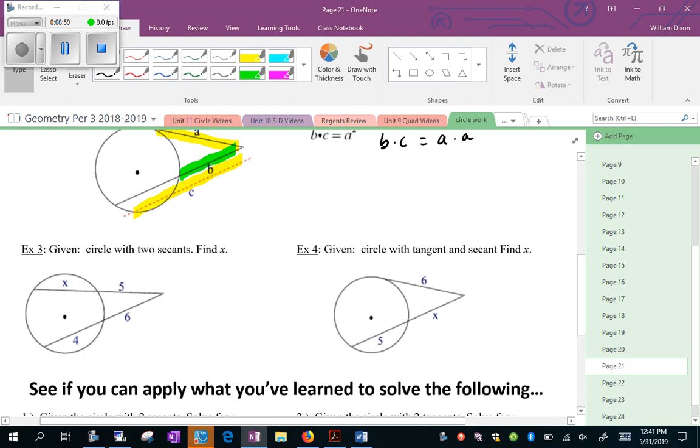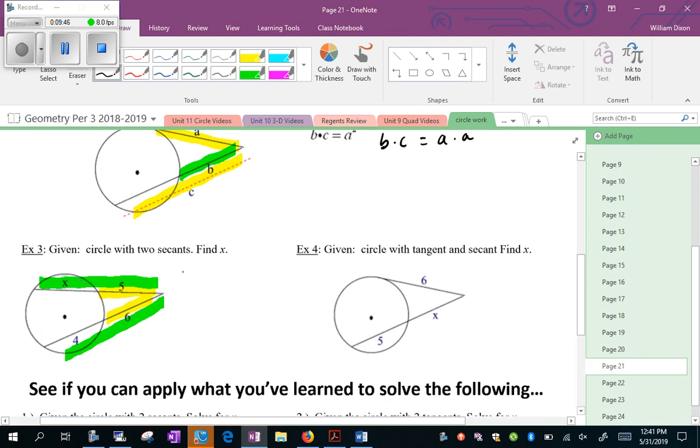All right, let's take a look at some examples. It says, exercise 3, given circle with 2 secants, find x. So I have my outside amount. The outside amount is 5. And my outside amount here is 6. My whole amount here, you should think that's going to be x plus 5. And then the green is the whole amount here. Well, that's going to be 10, the 6 plus the 4.